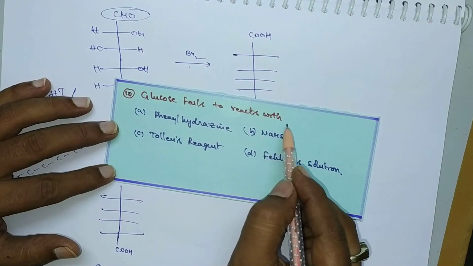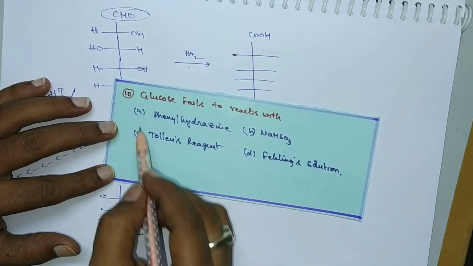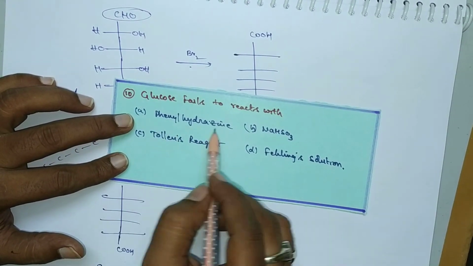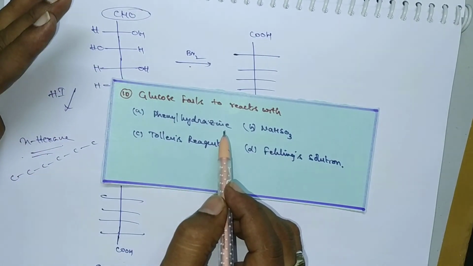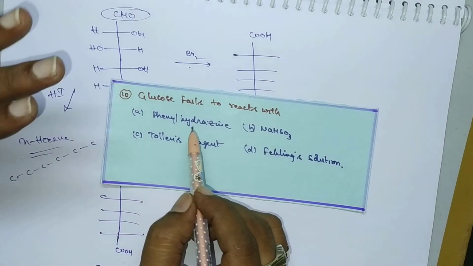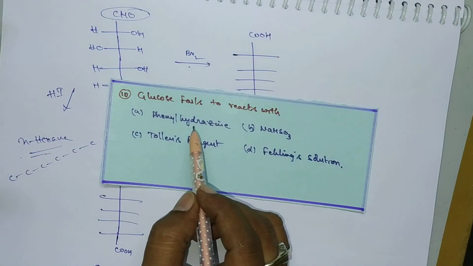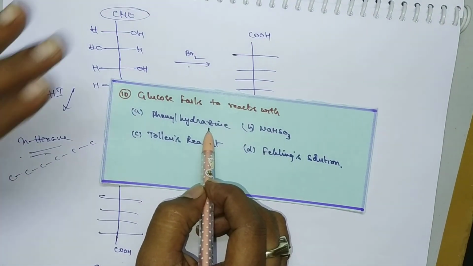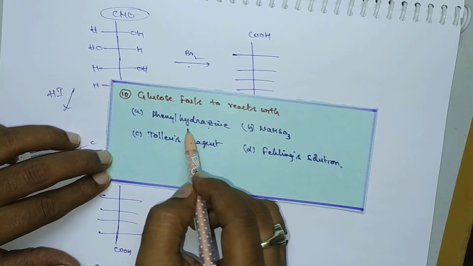Glucose fails to react with. So glucose does not react with which of the following? Glucose reacts with phenyl hydrazine, you know very well. Glucose reacts with 3 moles of phenyl hydrazine to form glucosazone. Remember carefully. He asks sometimes like that: glucose reacts with how many moles of phenyl hydrazine to produce glucosazone? That means 3 moles only. So here it reacts with phenyl hydrazine.